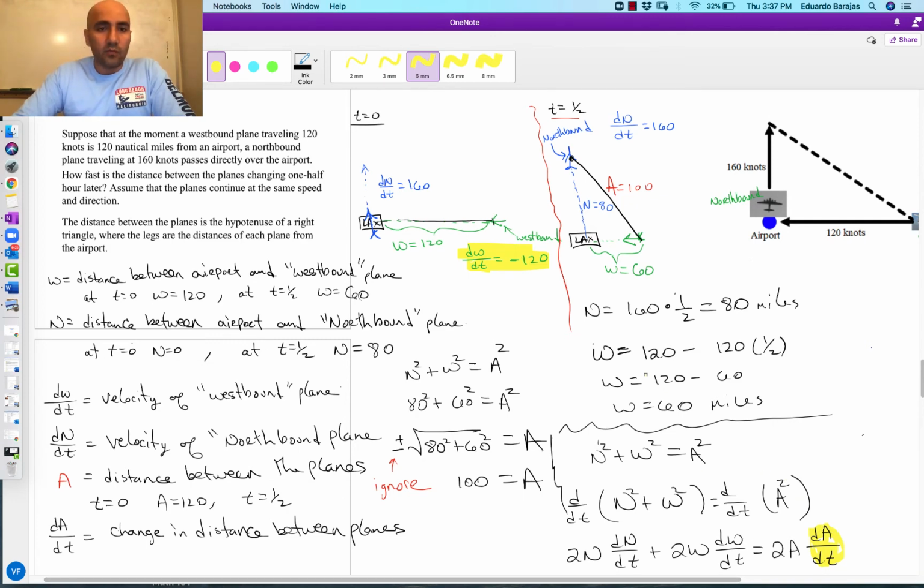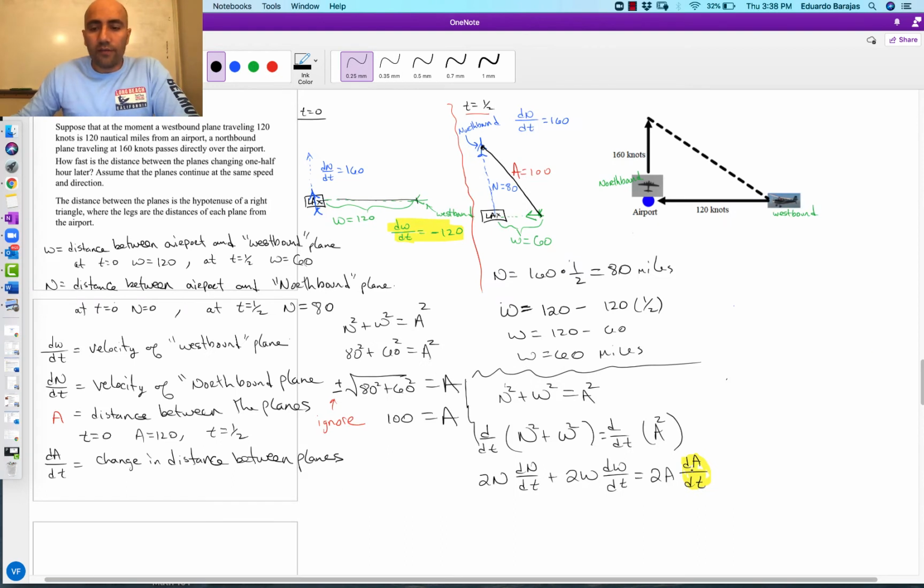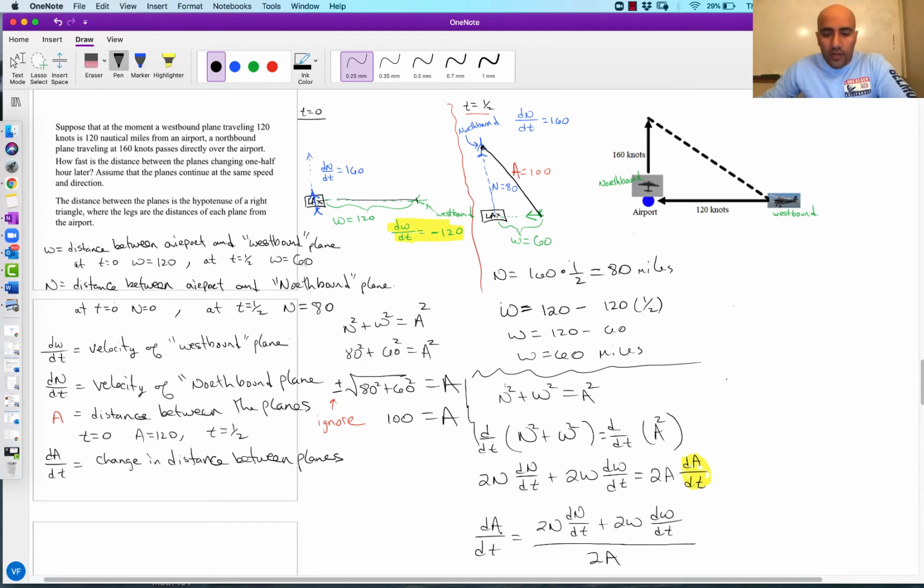Okay, so let's make a little more room. Solving for dA/dt, all I'm going to do is divide everything by 2A. So I'll get that dA/dt is equal to this whole left side divided by 2A. So it's 2n dn/dt plus 2w dw/dt, all of that divided by 2 capital A. Now we've got every single one of these values. We can solve for our rate.